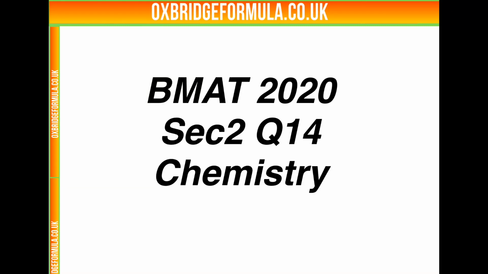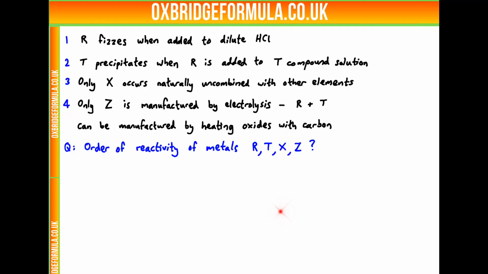This is question 14 on chemistry from section 2 of the 2020 BMAT. So we're given some information about the reactivity of metals R, T, X and Z. Firstly, we're told that R fizzes when it's added to a dilute hydrochloric acid solution. We're also told that metal T precipitates out when R is added to a solution containing compound T.